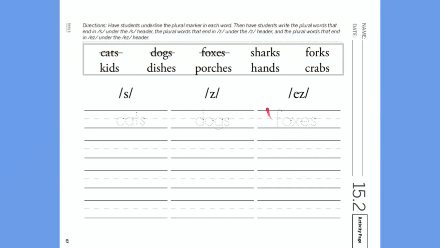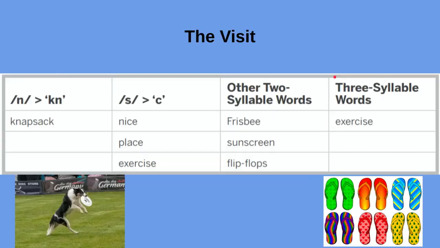And they have it here, you're going to sort the rest of the words. And I'll read them just so that you can hear them before you practice. Sharks, forks, kids, dishes, porches, hands, crabs. Okay. Oh, and now it's on to our story.